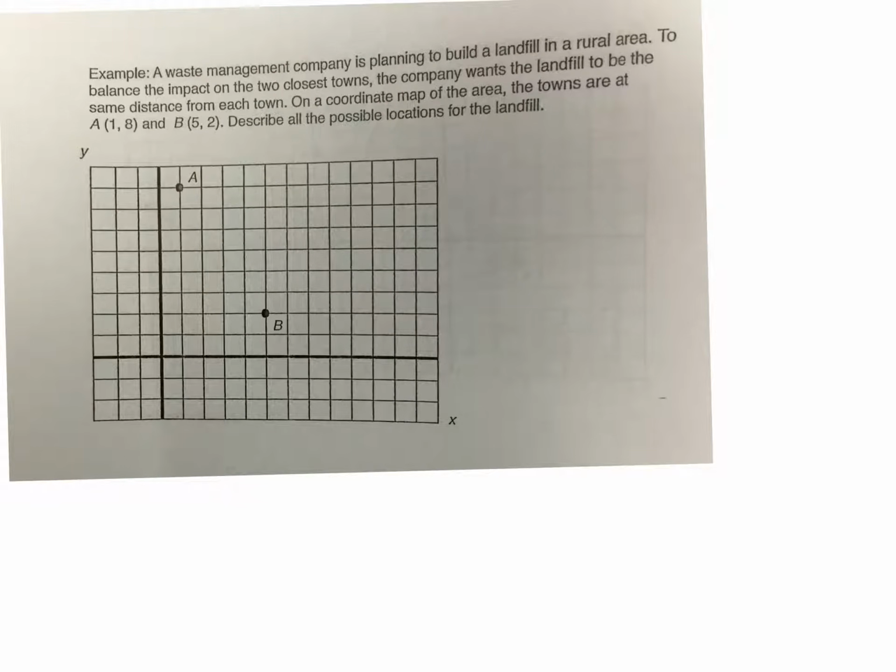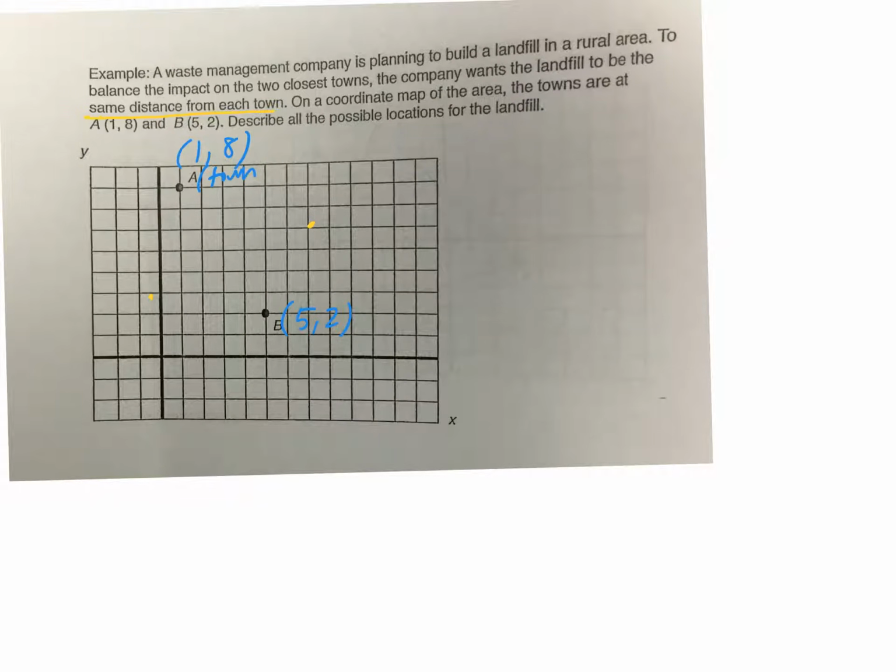Okay, so we're given the coordinates where the towns are located. So this is one of the towns at A, right? What is the point where the first town is located on the map? 1, 8, and then the other town is located at 5, 2. They're telling us that the company wants the landfill to be the same distance from each town. So maybe the landfill's here or here, but it has to be the same distance from each town.